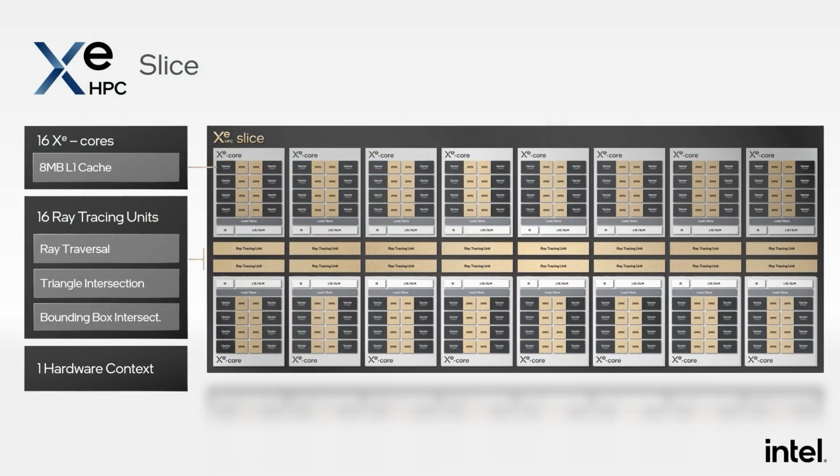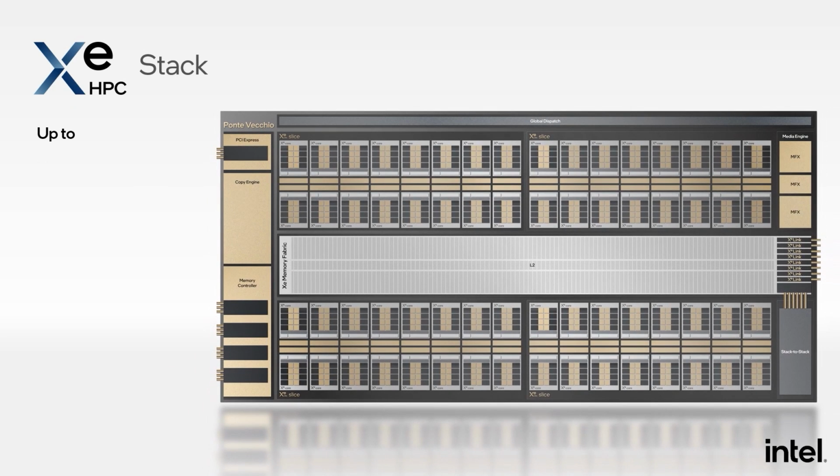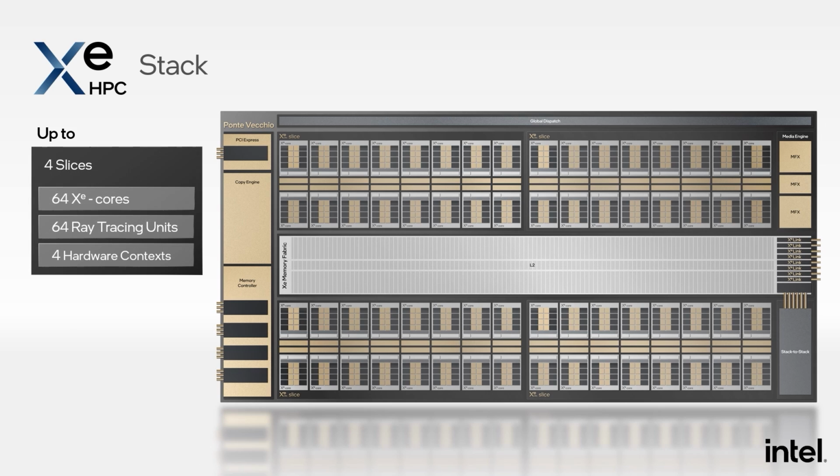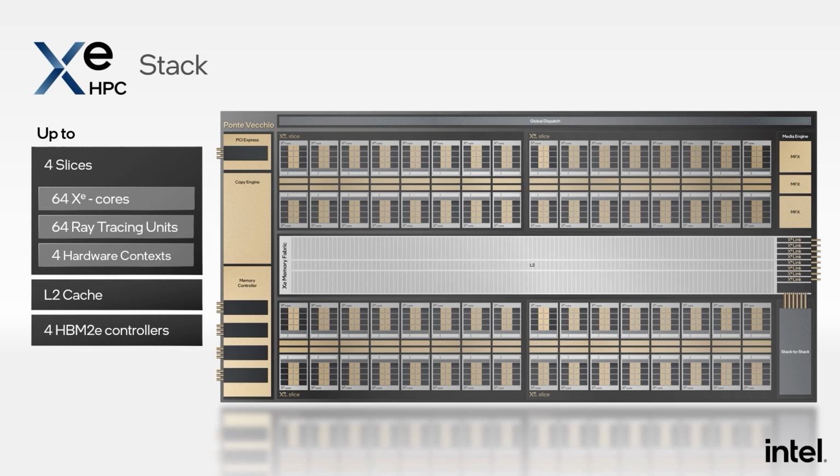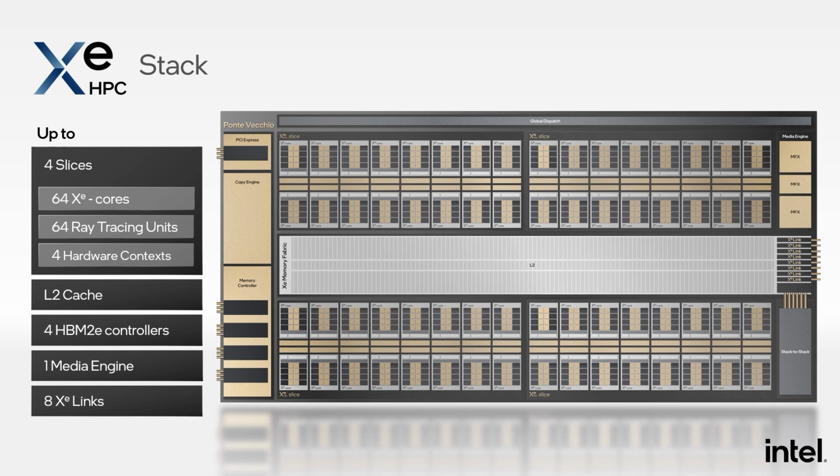At the top level, we have the stack. This can be a full GPU in itself. A stack contains 4 slices. This adds up to 64 Xe cores, 64 ray tracing units, and 4 hardware contexts. The stack has a massive L2 cache, 4 HBM2E controllers, a state-of-the-art media engine, and 8 Xe links. The Xe memory fabric connects copy engines, the media engine, Xe link blocks, HBM, and PCIe.